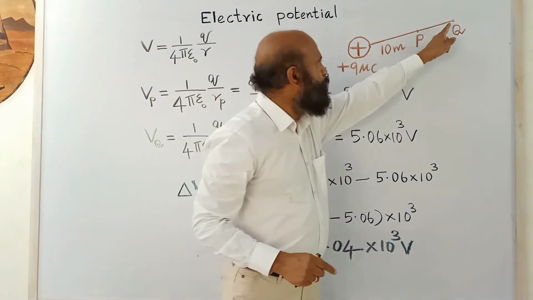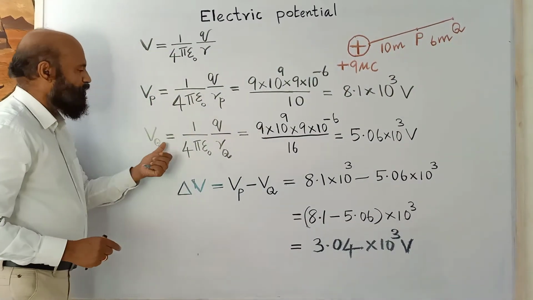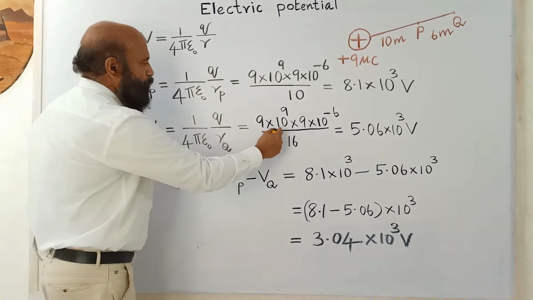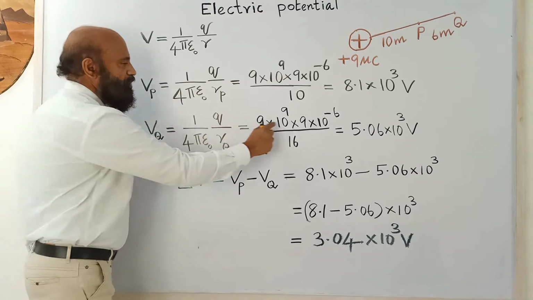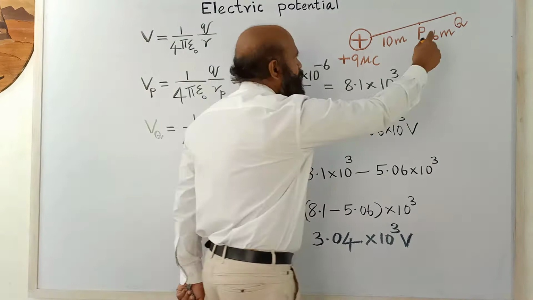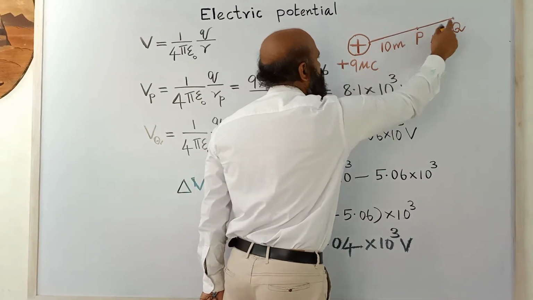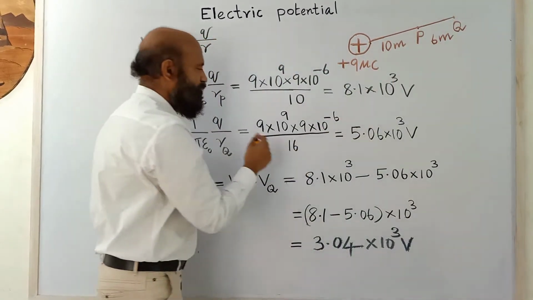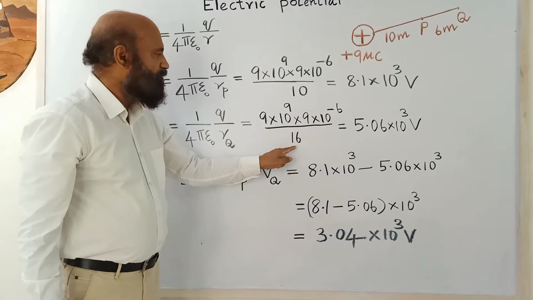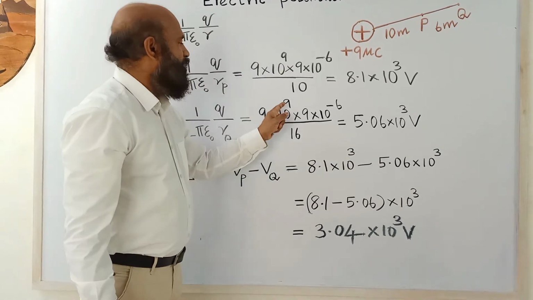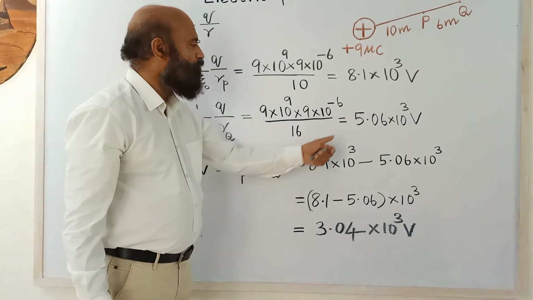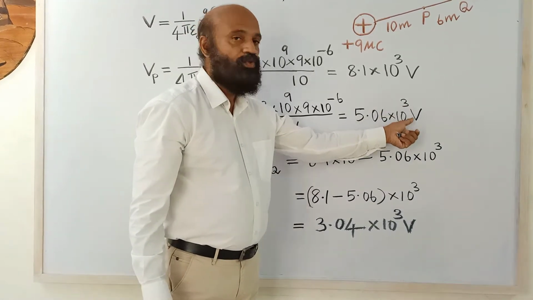Now the potential at Q due to the charge is VQ, 1 by 4 pi epsilon 0 Q by RQ. The value of 1 by 4 pi epsilon 0 is 9 into 10 raised to 9. Then the value of the charge is 9 into 10 raised to minus 6. Then the distance of the point from the charge is 16. Here 10 and the 6, totally 16. 9 into 9, 81. 81 divided by 16 is 5.06. Then after combining the powers, it is 10 raised to 3 volt. So the potential at Q is 5.06 into 10 raised to 3 volt.